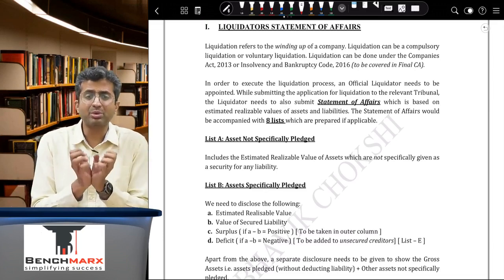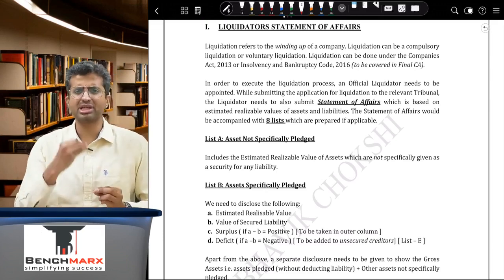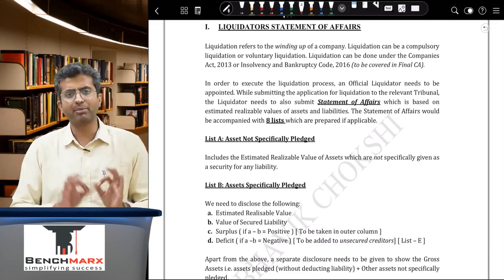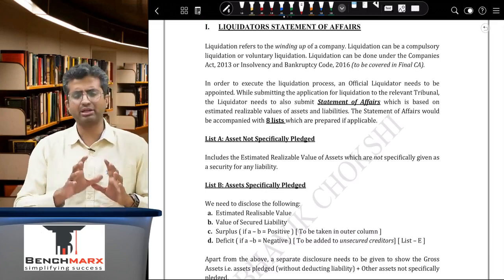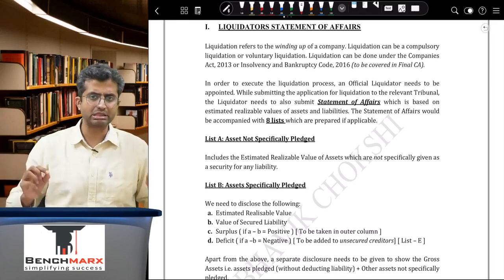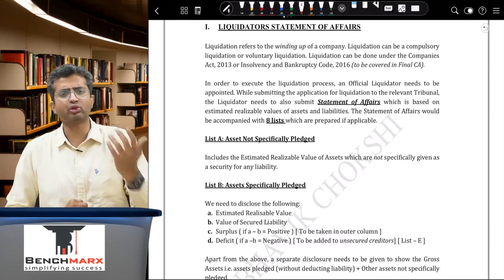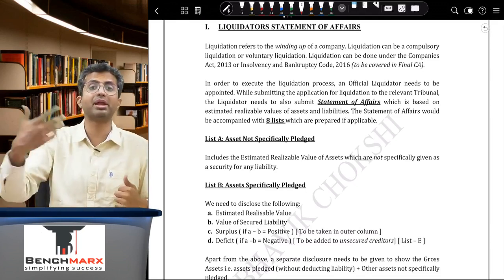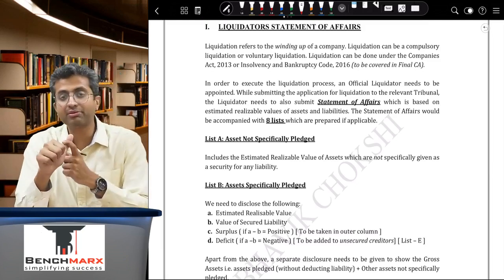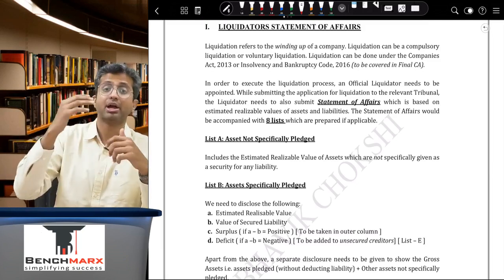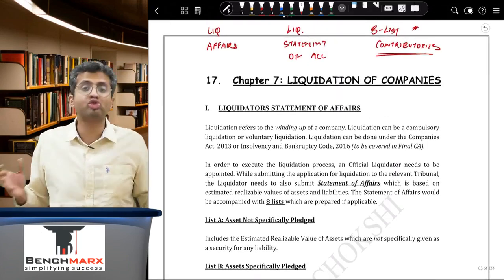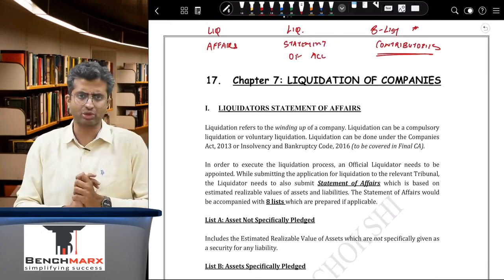So this is a statement which is prepared on an estimated basis and for which the institute uses a specified format. This format comprises around eight or so lists, and we will also solve in that manner. So when you are preparing a liquidator statement of affairs, you have to remember that this is prepared on a realizable value basis and on an estimated basis. Whereas once you prepare the liquidator statement of account, that is an actual position and is prepared on an actual basis.